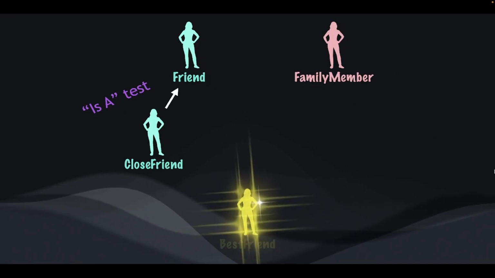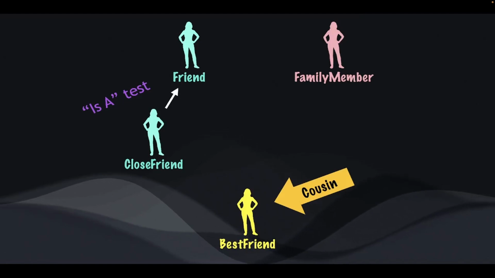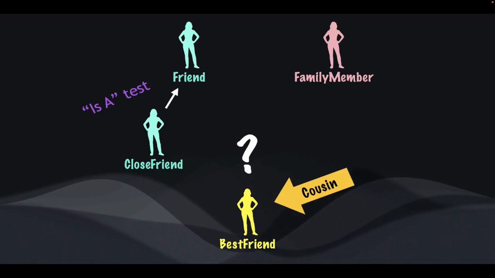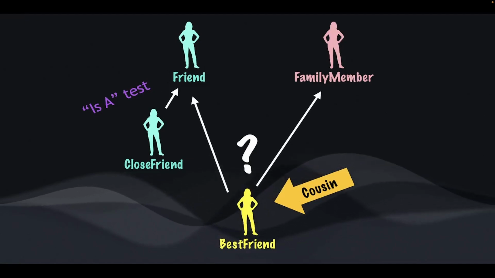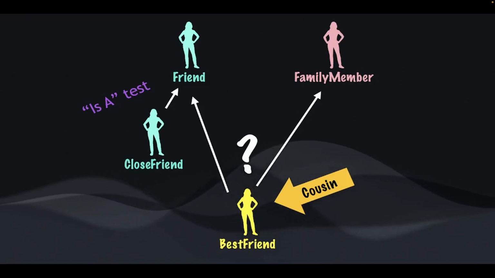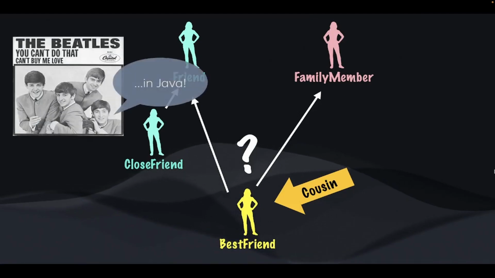If we add another class to the mix, that is best friends, and it turns out that our best friends are our cousins, so now we have this class that causes a little bit of a problem. Is a best friend cousin a friend, or is a best friend cousin a family member? The logical solution here would be that it can extend both, right? Because a best friend cousin is a friend and a best friend cousin is a family member. But as the Beatles might say, you can't do that. At least you can't do that in Java.